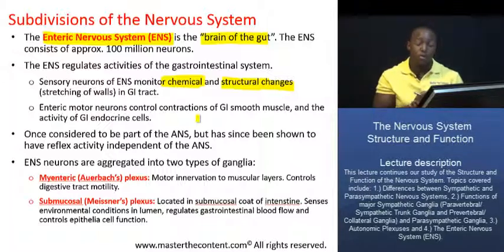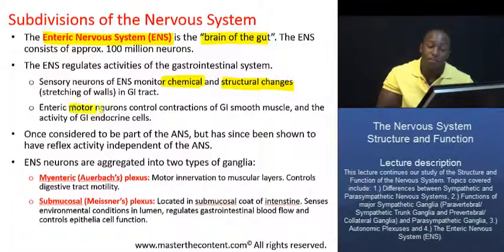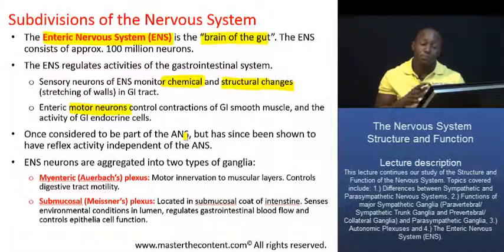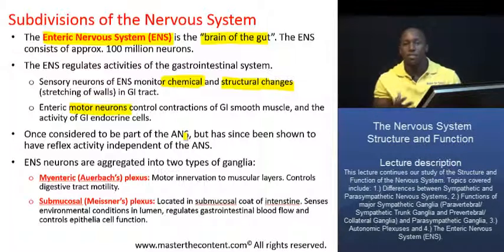After detecting those changes, it can elicit the response of motor neurons, which then control the contractions of the smooth muscle in the walls of the gastrointestinal tract. They can also control the activity of endocrine cells in the gastrointestinal system. Endocrine cells will produce secretions, for instance, enzymes that aid in digestive processes. So it monitors the chemical composition of the lumen of the gastrointestinal tract, and it also monitors structural changes in the walls, for instance, of the small and large intestines and in the stomach as well.